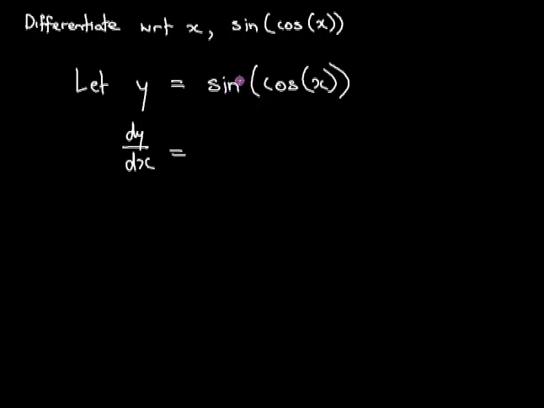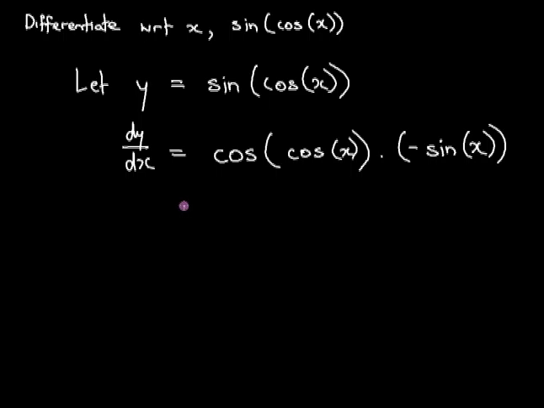So the first thing we're going to do is differentiate the outside function with respect to what is inside, with respect to the argument. So if I differentiate sine, I get cosine. So I'm going to get cosine of, and then keep this the same for the moment, cosine of x. And then the chain rule tells us we now have to multiply by the derivative of this function with respect to x. So if I differentiate cosine of x, what do I get? I get negative sine of x.